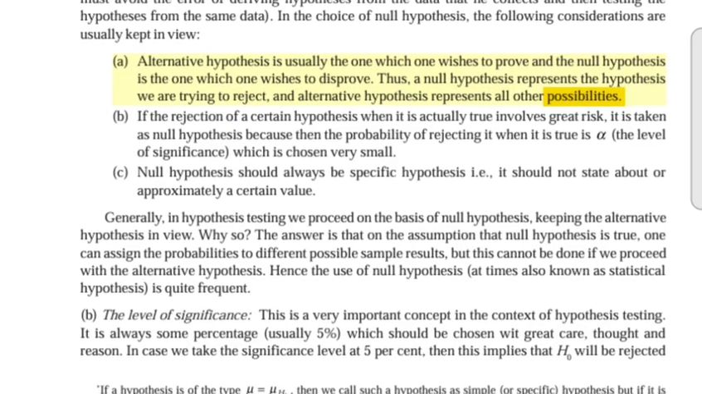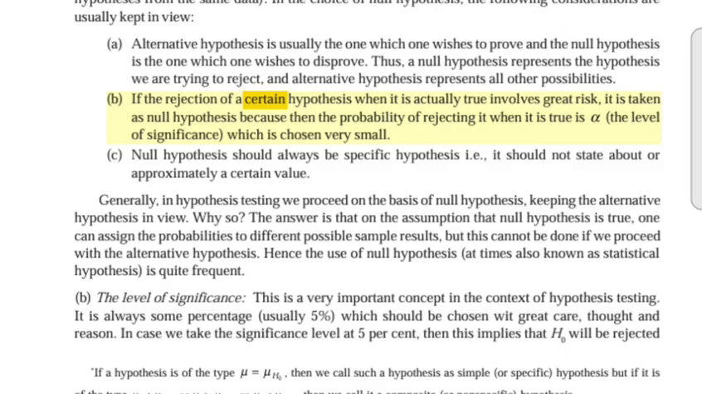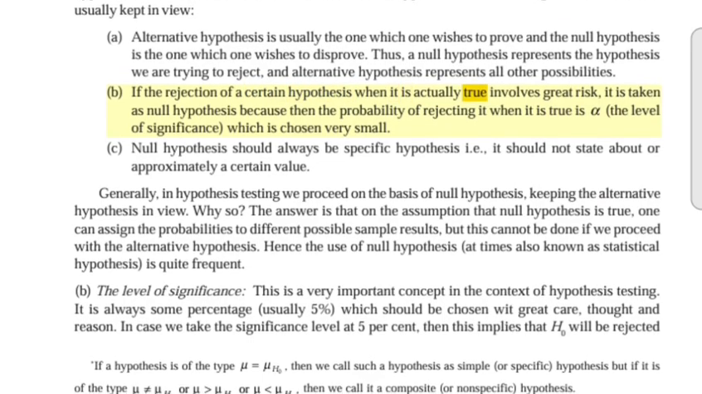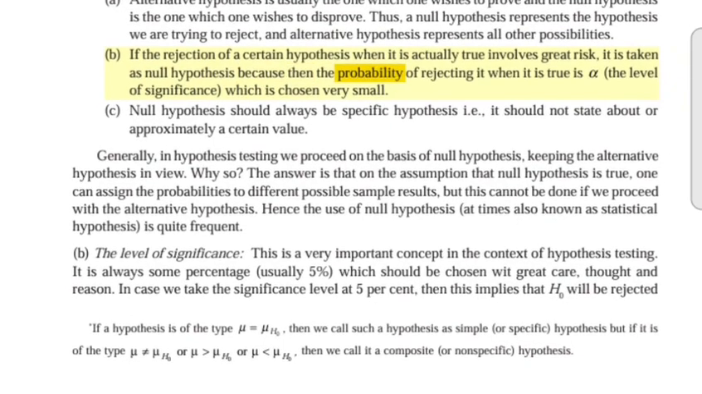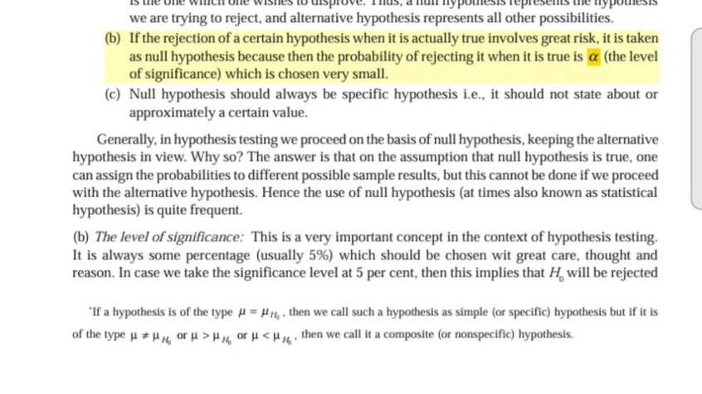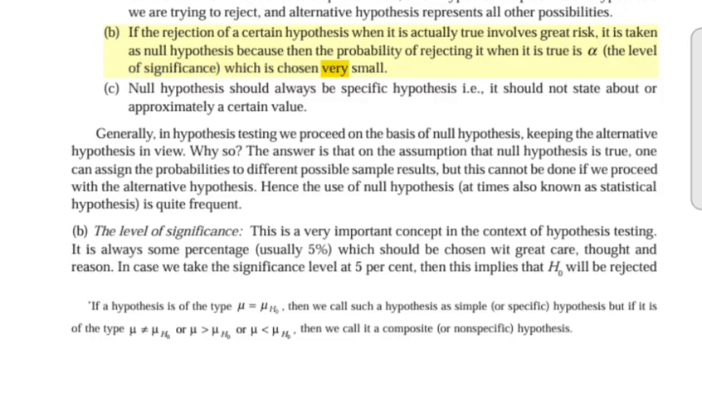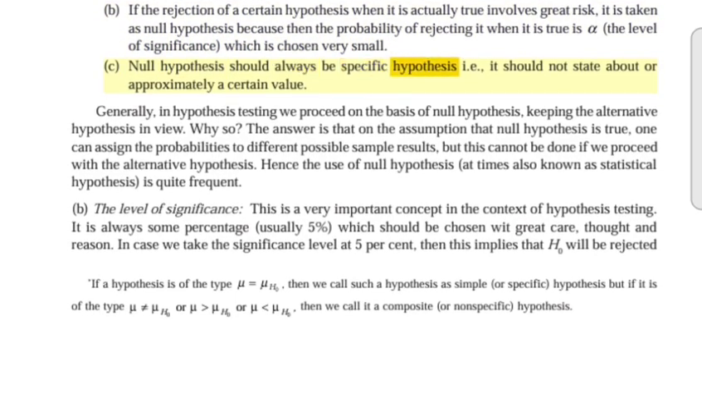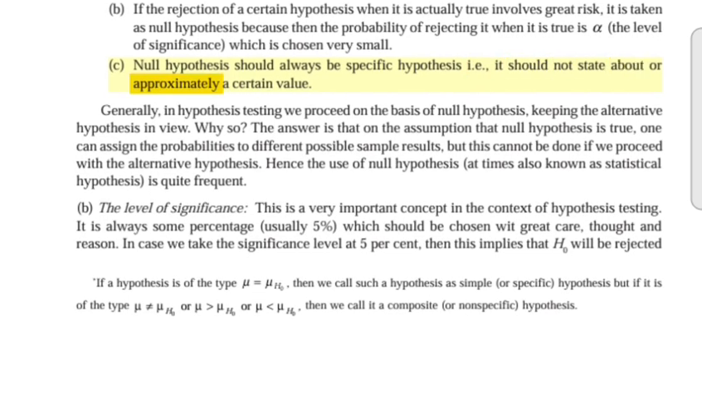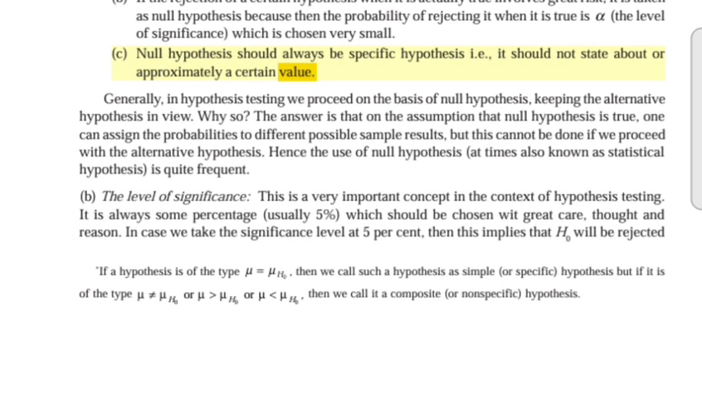B. If the rejection of a certain hypothesis when it is actually true involves great risk, it is taken as null hypothesis because then the probability of rejecting it when it is true is alpha, the level of significance, which is chosen very small. C. Null hypothesis should always be a specific hypothesis, i.e., it should not state about or approximately a certain value.